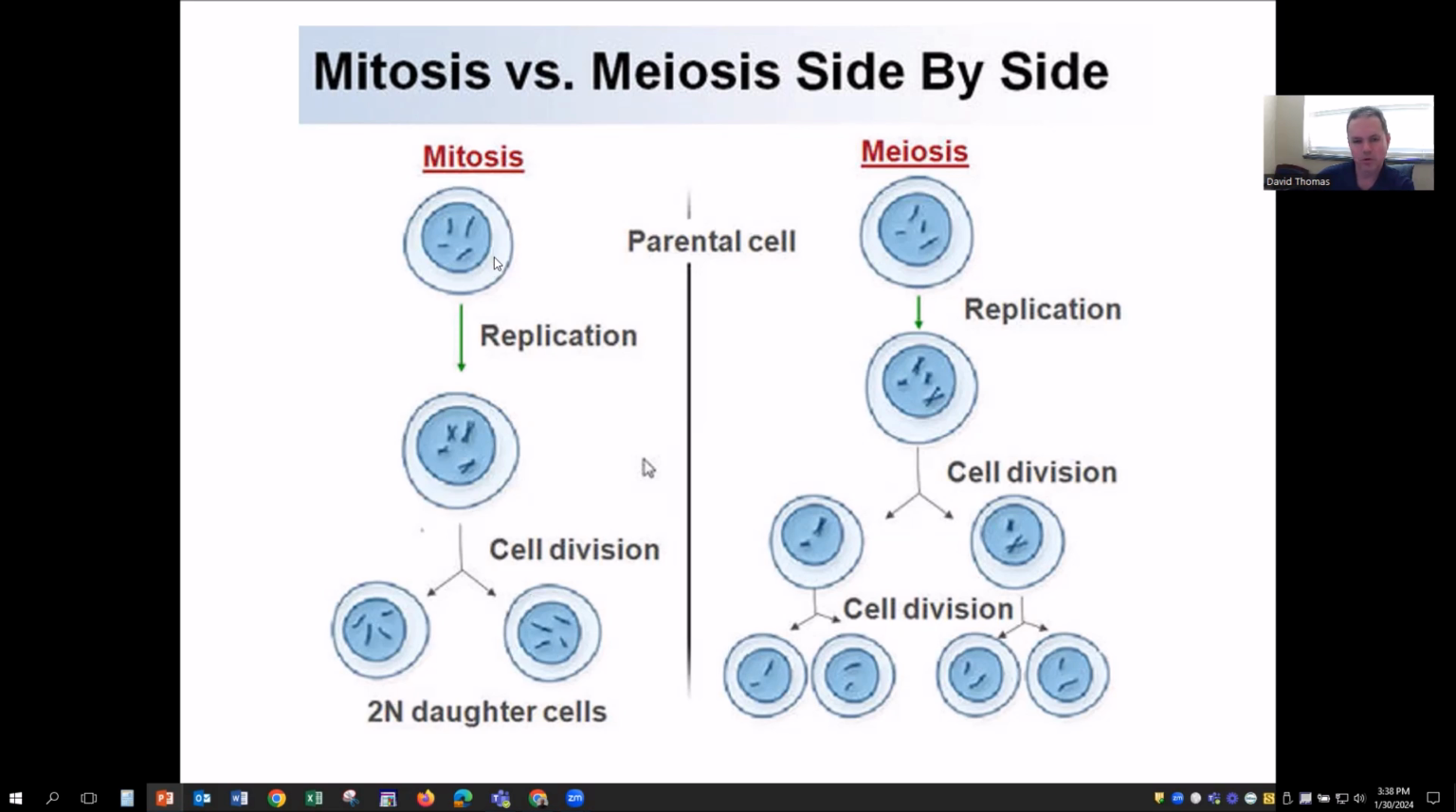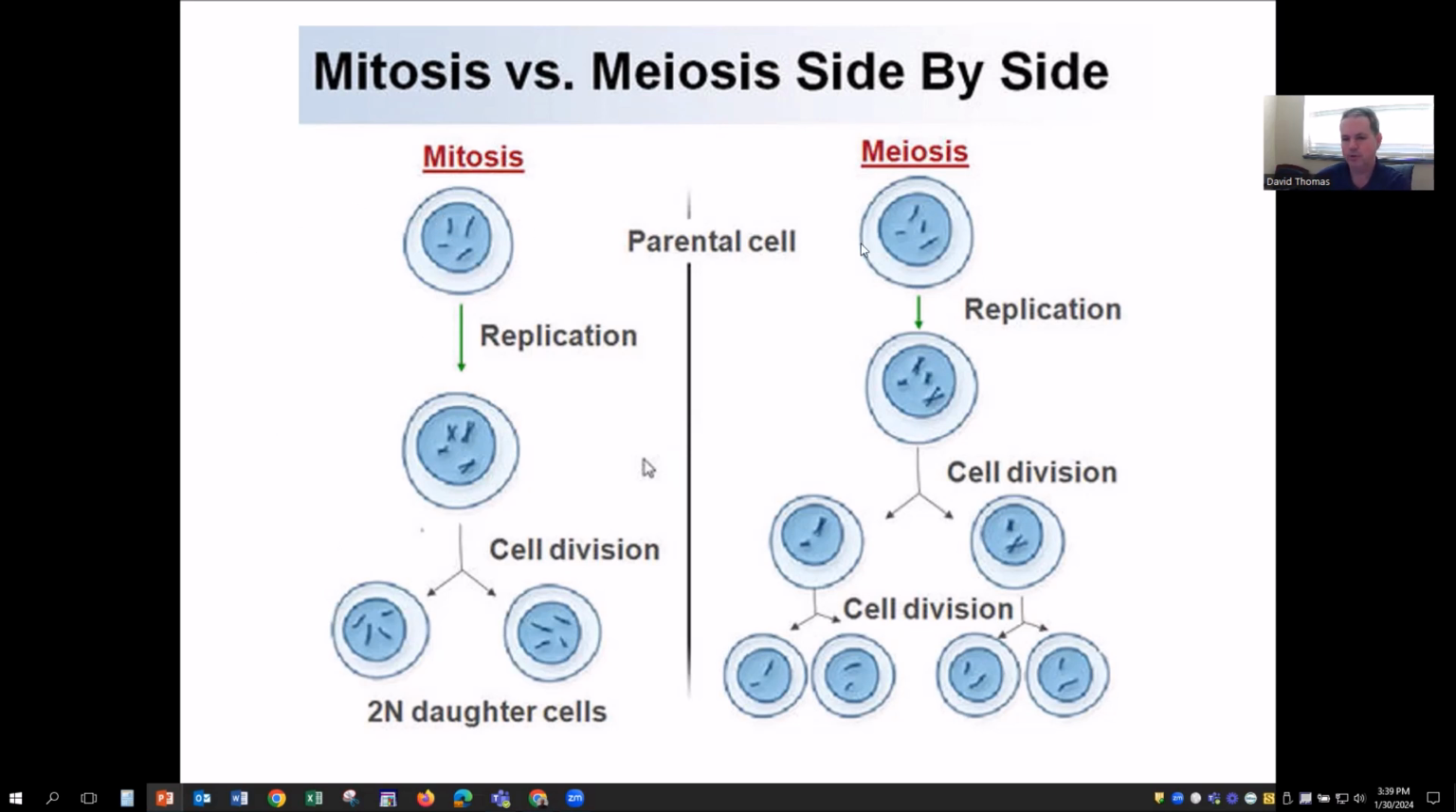That's 4 chromosomes. I end up with 2 cells that have 4 chromosomes. They're both diploid. They both have 2 copies of each chromosome. And they should be identical to each other. They should be identical to the parent. So as long as there's no mutation or DNA problem going on through this process, these should be identical to each other and identical to the parent.